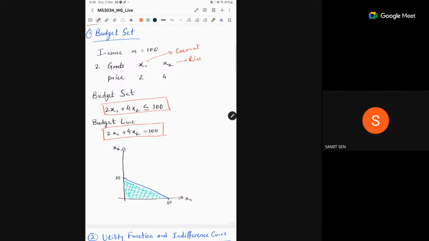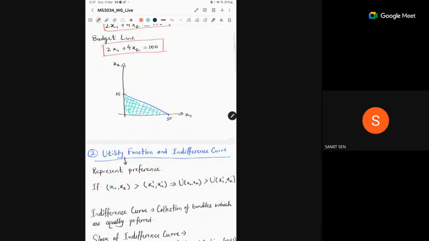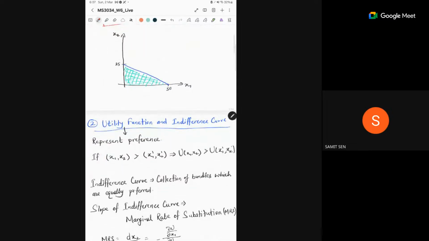So in choice theory, there are three components. First, our budget set comes into the picture. Then preferences. We are taking the example of Samit. If Samit has this income and he wants to consume these two types of goods, then this is his budget set, like these are the available bundles to Samit. Now, which one is the most preferred one for Samit? That is decided according to his preferences. And we represent an individual's preferences by a utility function.